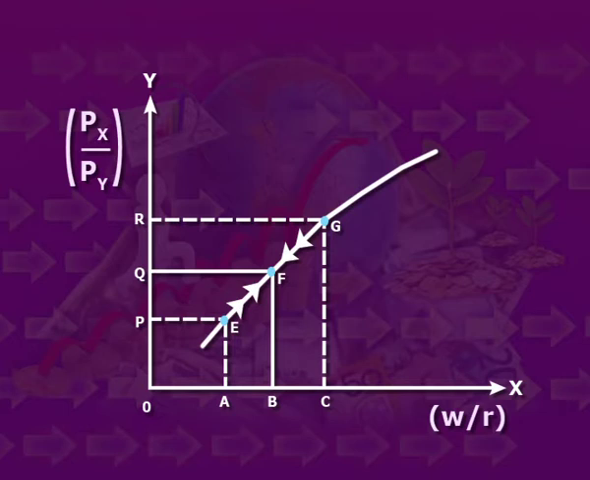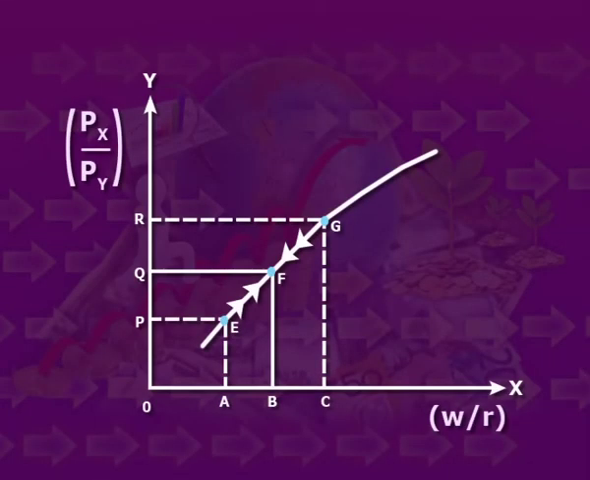It means that W by R is lower in nation B than in nation A in the absence of trade. OP is lower than OR. Therefore, we can say that nation A has comparative advantage in production of X.